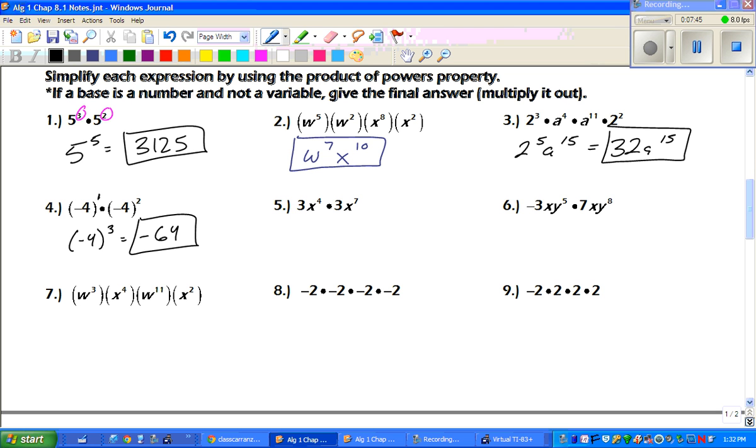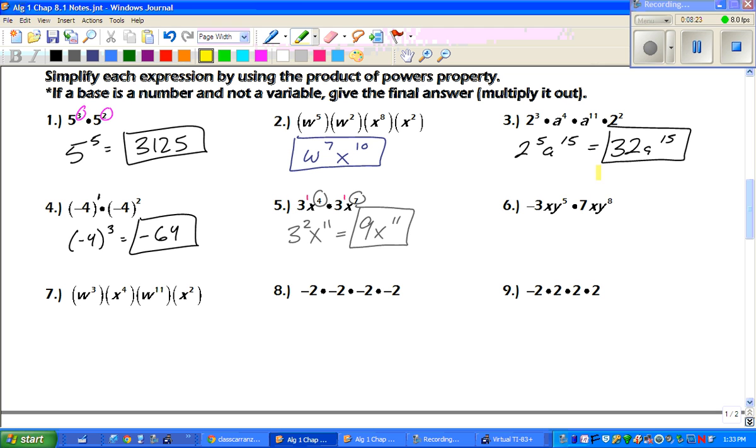All right, number 5. Now just remember that we have one of each of those 3s, so that's going to actually give us 3 squared x. How many x's do we have? Well, 4 and 7 give us 11. Hopefully you do not need a calculator for 3 squared, because that's 3 times 3, which is 9x to the 11th. Okay.